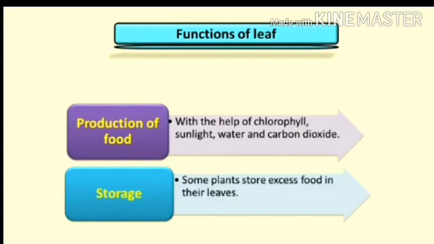Now see the functions of leaf. The most important function is production of food. With the help of chlorophyll, sunlight, water and carbon dioxide, plants prepare their own food. Then storage. Some plants store excess food in their leaves only. For vegetables, we are eating the leaves, for example fenugreek and coriander leaves, as the food is stored in their leaves.